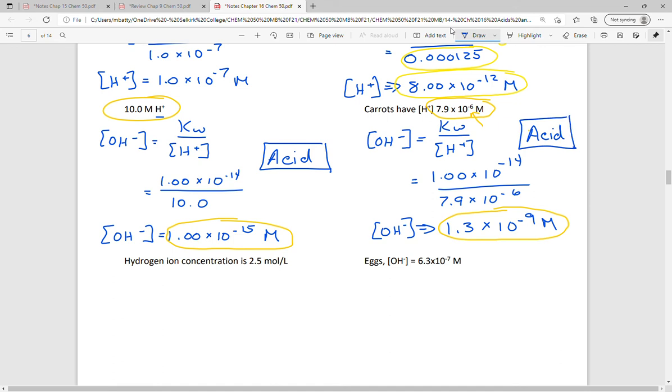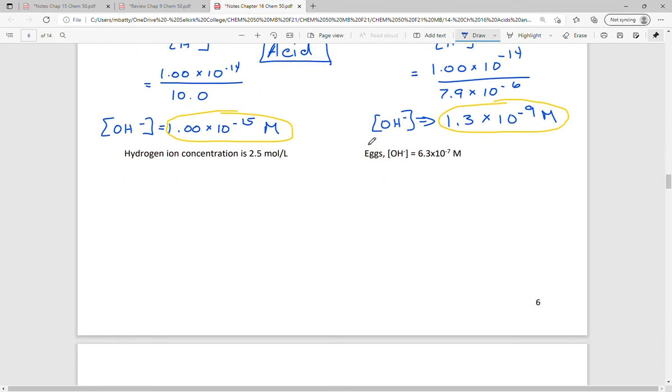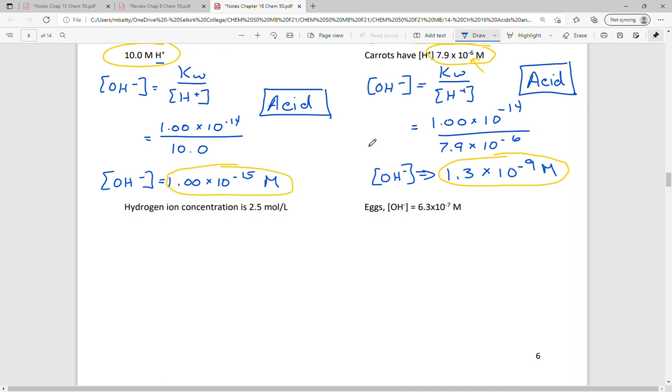So the last ones, we'd want to do this calculation and make that final claim. I'll throw these answers up, and that's the end of this topic, using Kw as a definition of acids and bases in all aqueous solutions. So we've got our hydrogen ion concentration is 2.5 moles per liter. So I'm solving for the other. Always Kw divided by what you know.